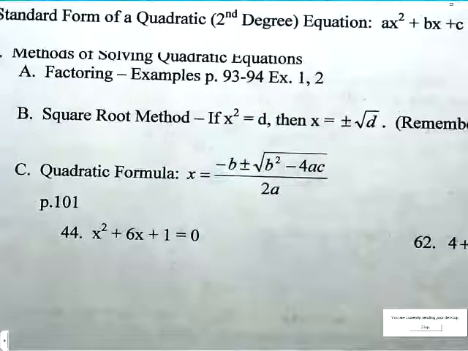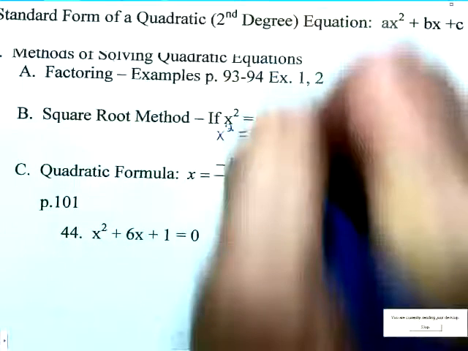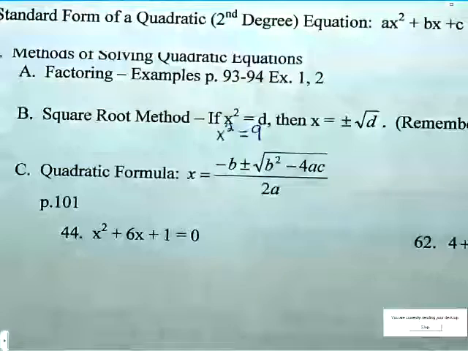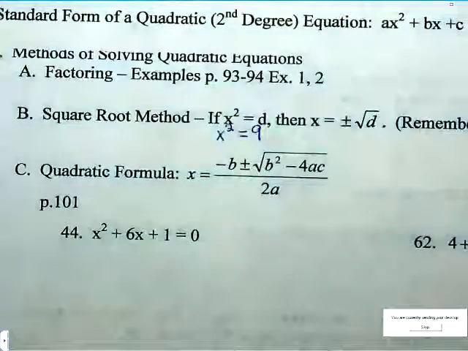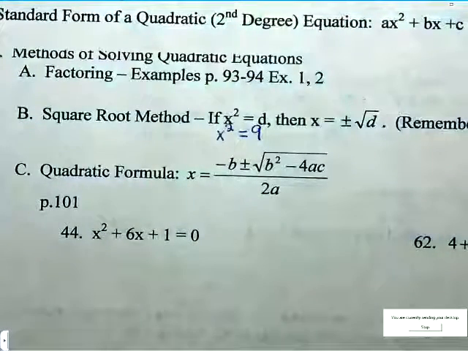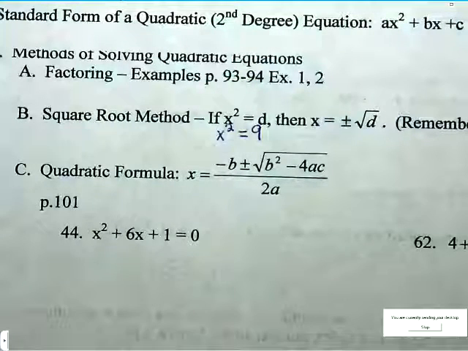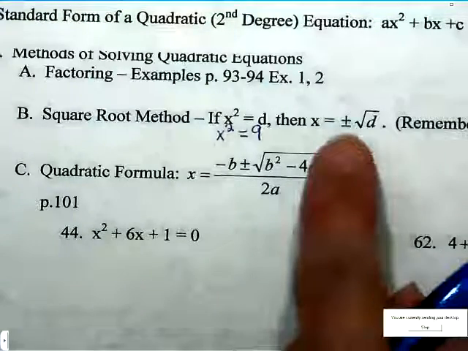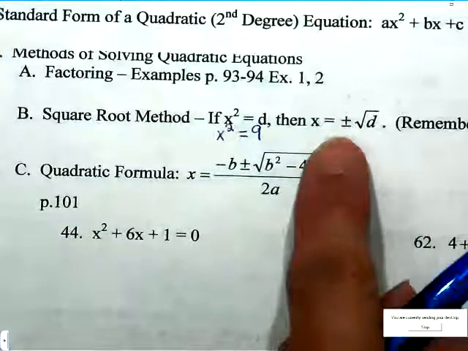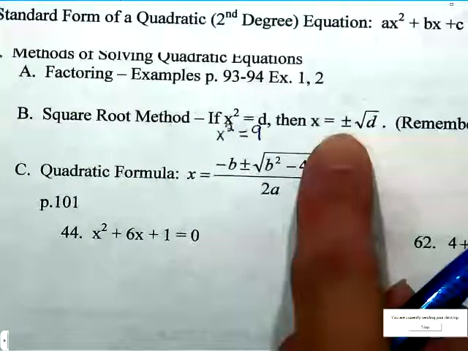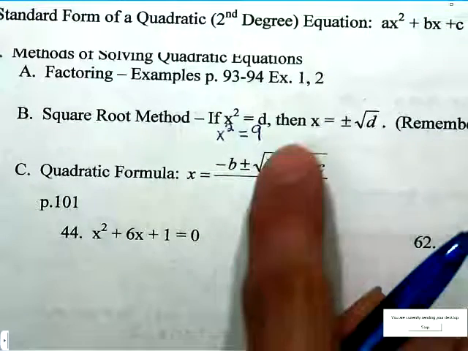If I had x squared equals 9, and I just came up to you one day and said, hey, what can you square and get 9? The first thing that would pop in your head is 3. But is 3 the only thing you can square and get 9? No, what else can you square and get 9? -3. So when you take the square root of both sides of an equation, you have to remember both the positive and negative square root.